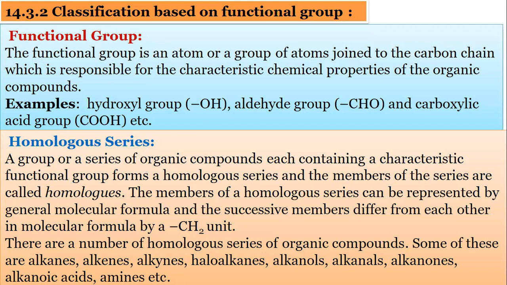For example, if the alkane is there, it is having the alkane functional group, all having the carbon-carbon single bond. If the alkene is there, it is having the carbon-carbon double bond. If the alcohols are there, it is having the OH functional group, ROH. Remember, for alcohols. If the aldehydes are there, it is having the particular CHO functional group. So each homologous series has its functional group, remember. The main important thing in this homologous series is the successive members. Successive members differ by a CH2 group.